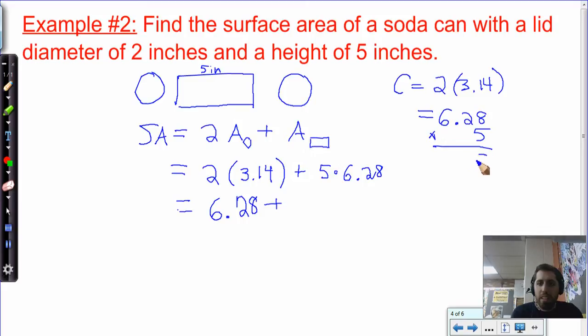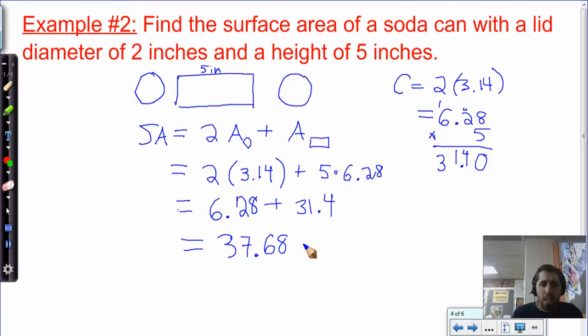5 times 8 is 40. 5 times 2 is 10, plus 4 is 14. And 5 times 6 is 30, plus 1 is 31. 2 decimal places. So it's 6 and 28 hundredths plus 31 and 4 tenths. We can add this mentally. We'll have 37 and 68 hundredths. And again, this is inches, but a surface area has to be squared, so inches squared. So we just found the surface area of the can.